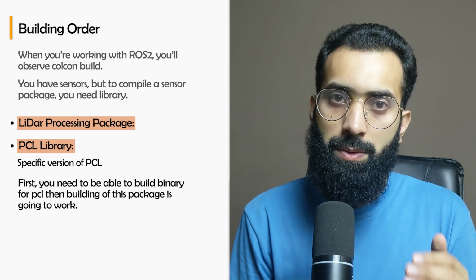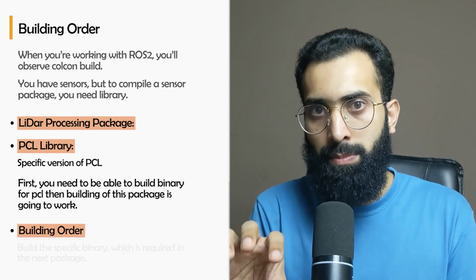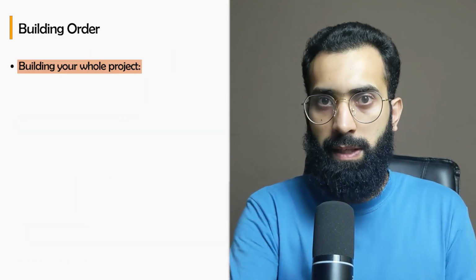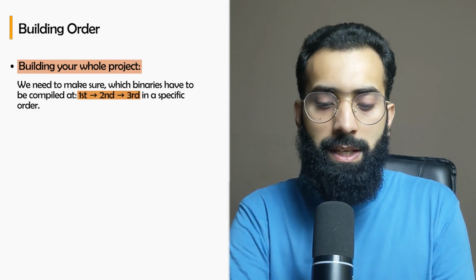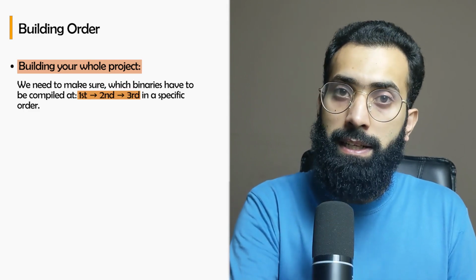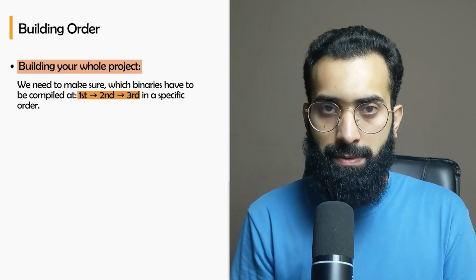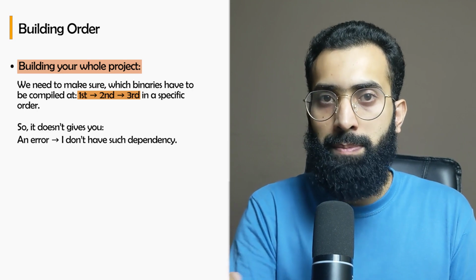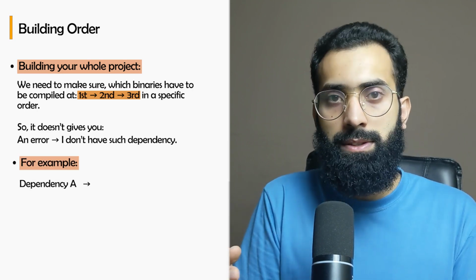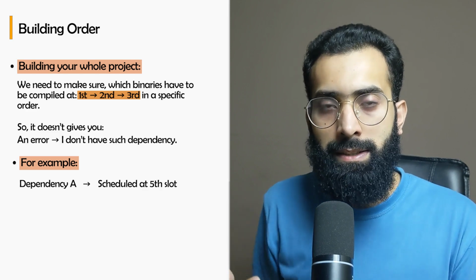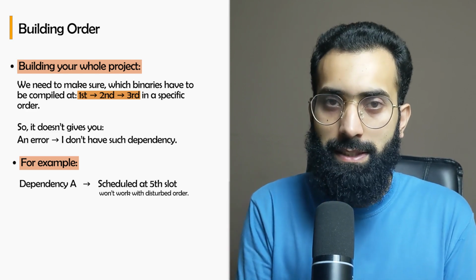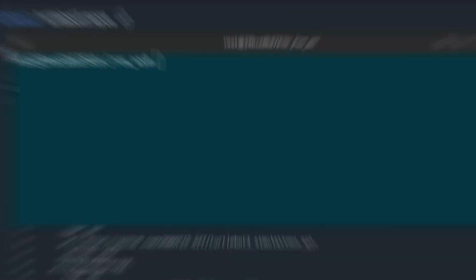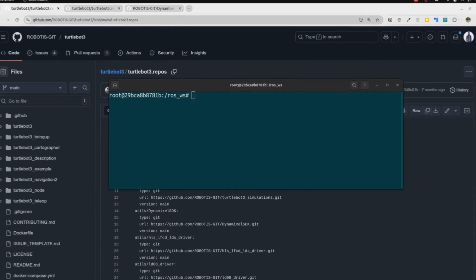In this way, you need to have a specific building order, building the specific binary which is required in the next package. So this order is very important, and when you're building your whole project, you need to make sure which binaries have to be compiled first, then second, then third in a specific order, so it does not give you an error that you don't have such a dependency. For example, dependency A, which is scheduled to be compiled in the 5th slot, would not make sense. So you have to bring an order and tell the system to build this first, then this, then this.